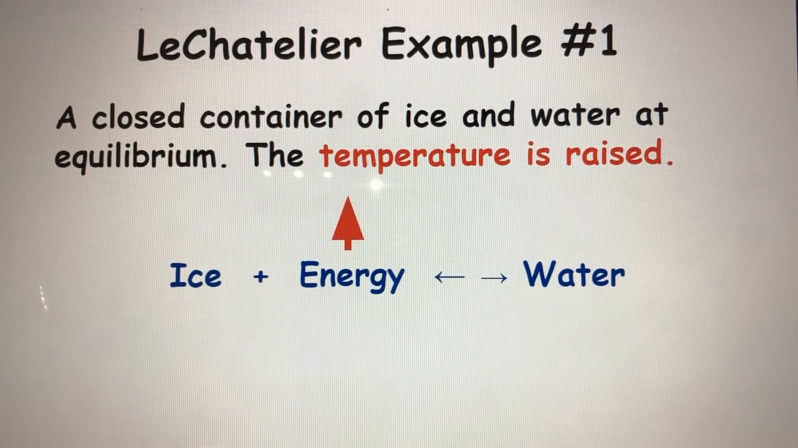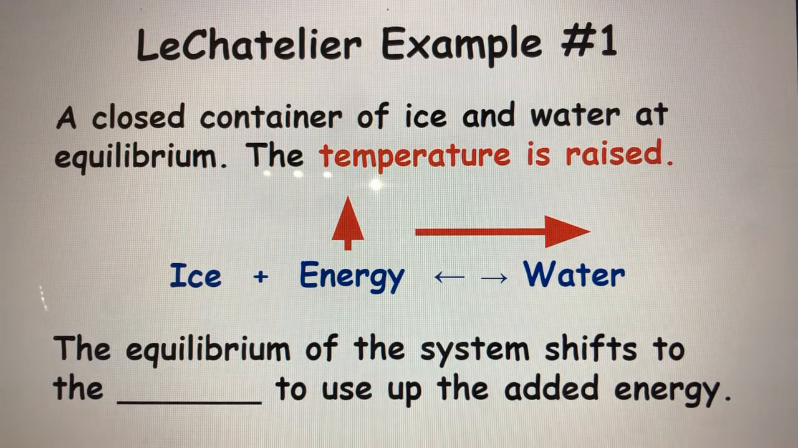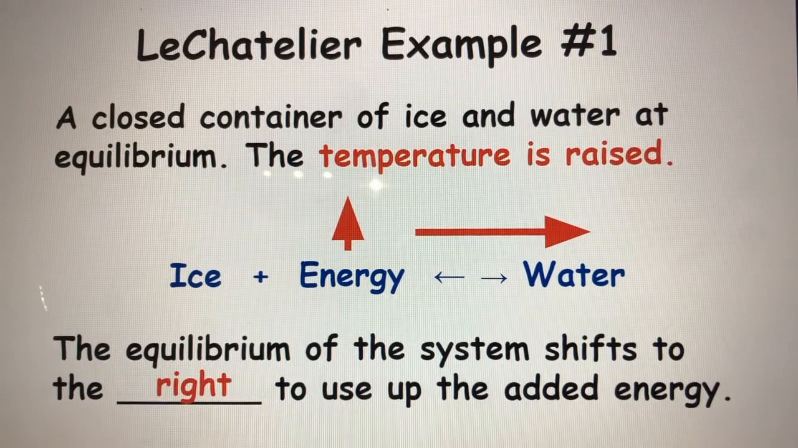So temperature is increased, which means the energy is up. The equilibrium of the system shifts to the right. There's extra on the left side, on the reactant side, so you have stuff that is going to move to the right side. The reaction is going to shift to the right in order to bring this back into equilibrium.